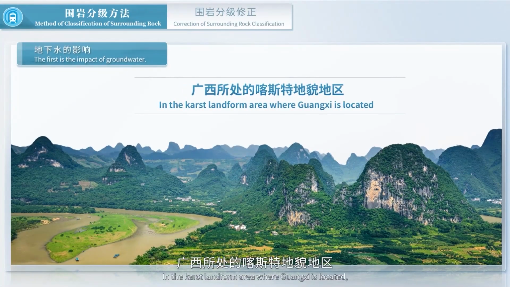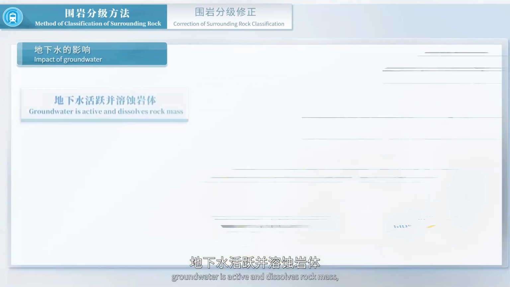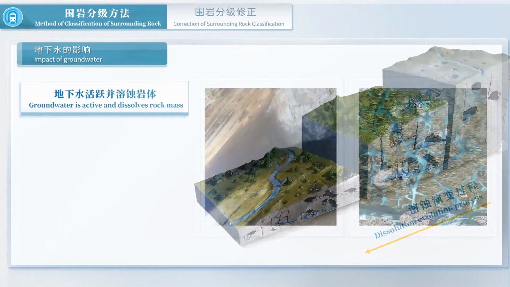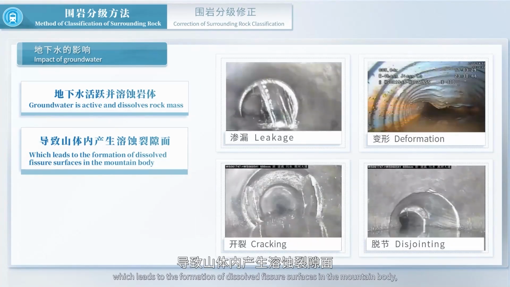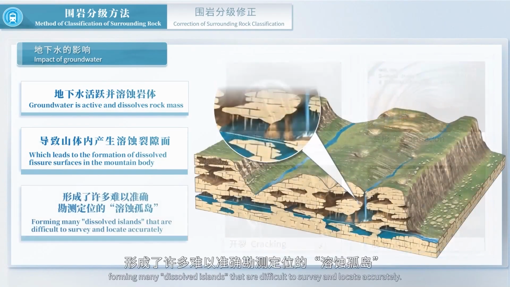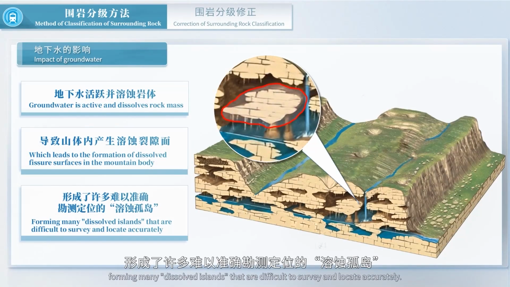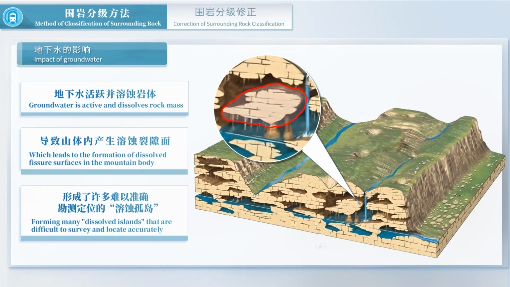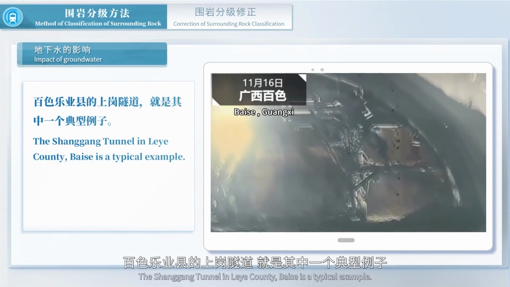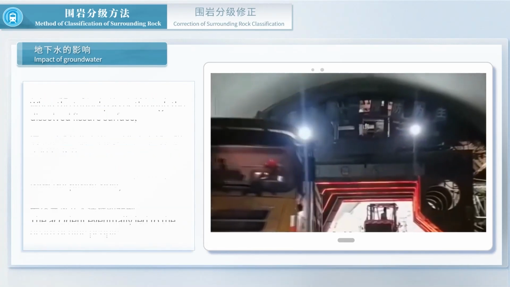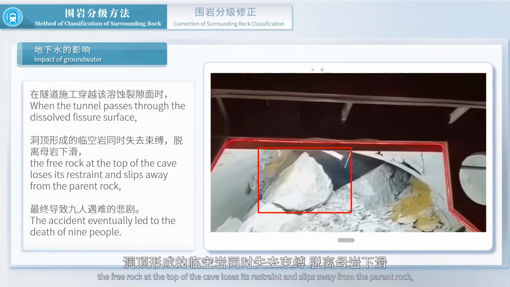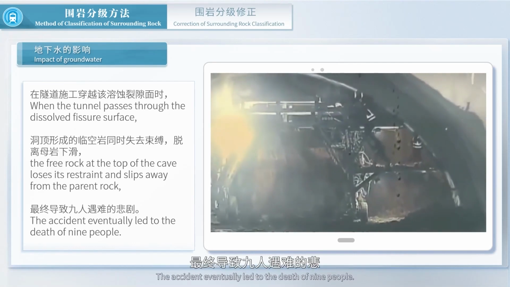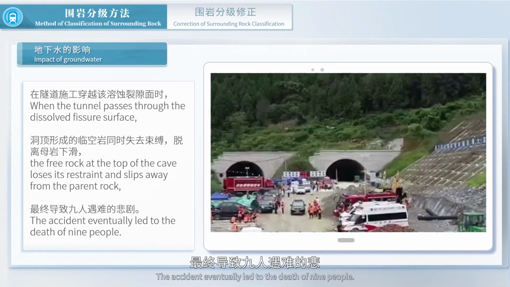In the karst landform area where Guangxi is located, groundwater is active and dissolves rock mass, which leads to the formation of dissolved fissure surfaces in the mountain body, forming many dissolved islands that are difficult to survey and locate accurately. The Shangang Tunnel in Leye County, Baise is a typical example. When the tunnel passes through the dissolved fissure surface, the free rock at the top of the cave loses its restraint and slips away from the parent rock. The accident eventually led to the death of 9 people.